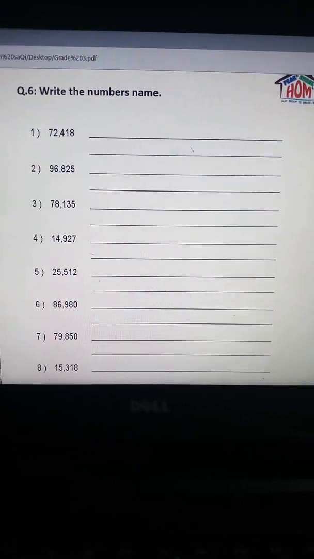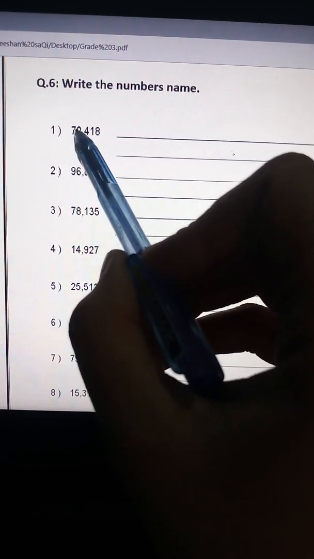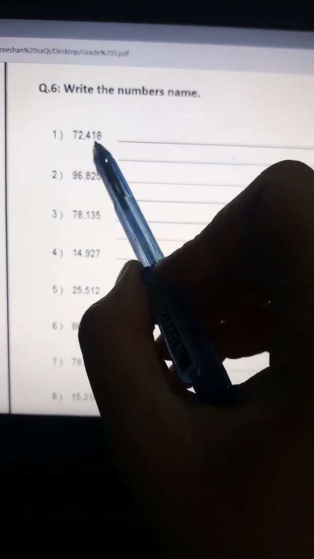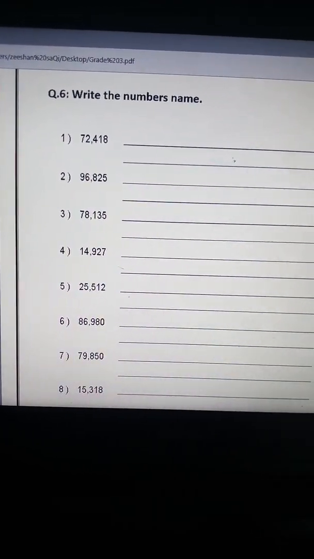The next question is: write the number's name. Now you have to write the number's name. First of all, you will put the ones, tens, hundreds, thousands and 10,000s. Now you will write the number names: 72,418, 96,825, and you will follow the same pattern for the following questions.